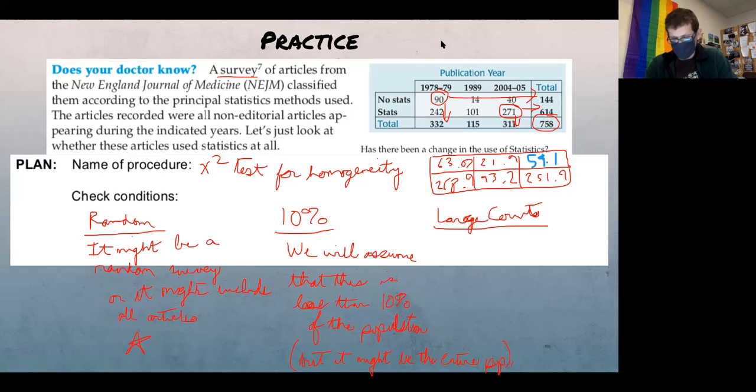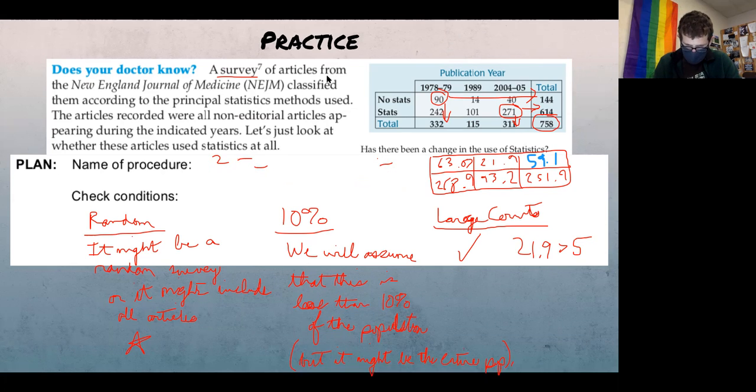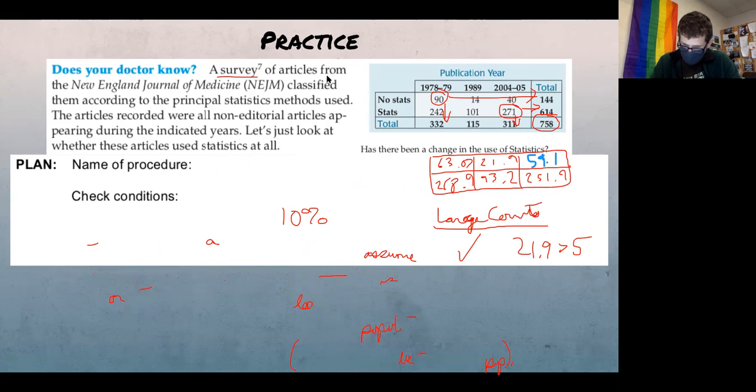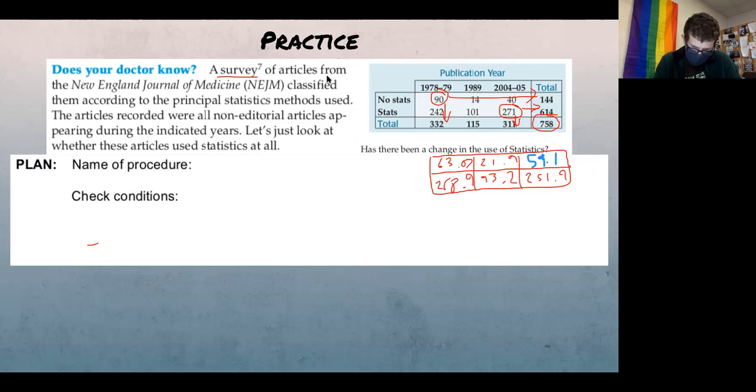So we finally got that table filled in, and large counts, remember, we just have to make sure all of our expected counts are at least 5. This condition at least is pretty straightforward to check, and yes, we met this. 21.9 is the smallest, and that's greater than 5, so we're good. Okay, I will not erase this table because we're going to need it for the next little bit. Let's see if I can erase this pretty quickly. All right, and I'll clear the table off a bit.